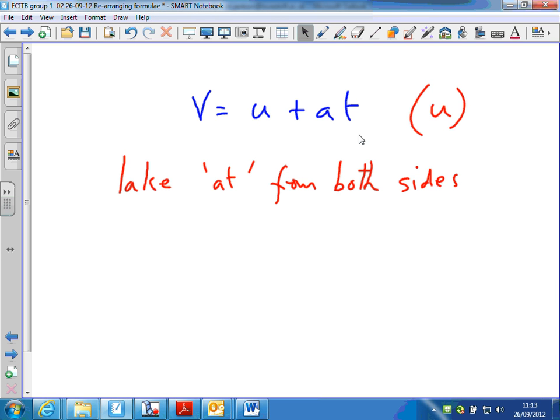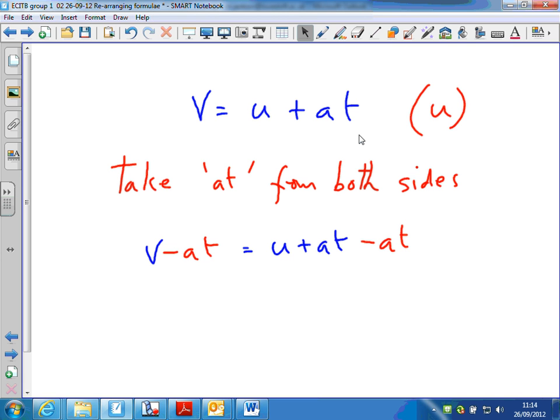And I get rid of the AT on the right hand side. So V minus AT equals U plus AT minus AT. Let me change that to a different colour. That was meant to be an A. Subtract AT from both sides.